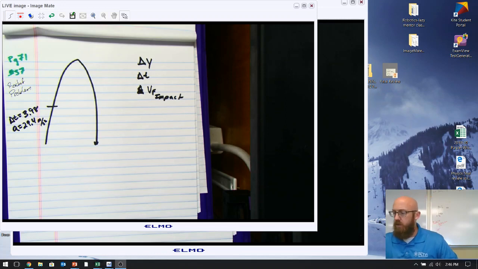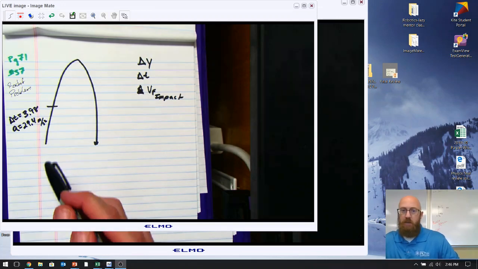All right, here we go. We're going to go ahead and start through the rocket problem. I'm actually going to use the problem on page 71, problem number 37. I kind of got it set up here already on the paper for you.